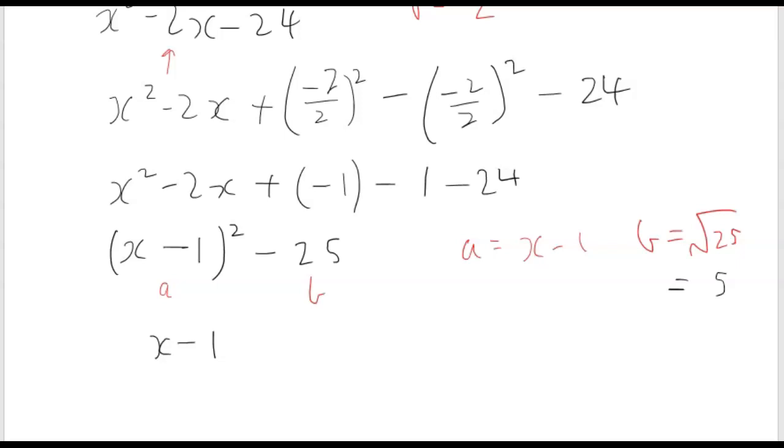Nice. So we're doing a plus b, a minus b. So a is x minus 1 plus 5, which is b, and then x minus 1 minus 5. So we're just going to bring those values together. So x minus 1 plus 5 is x plus 4.